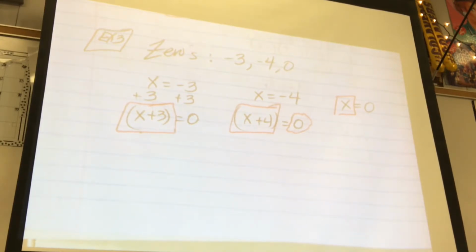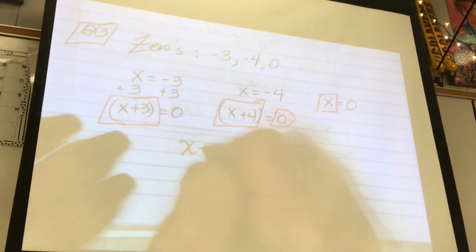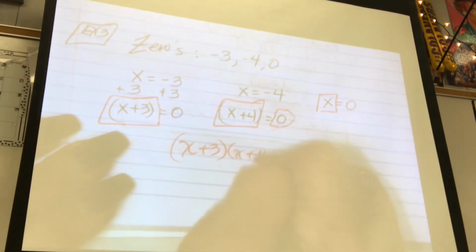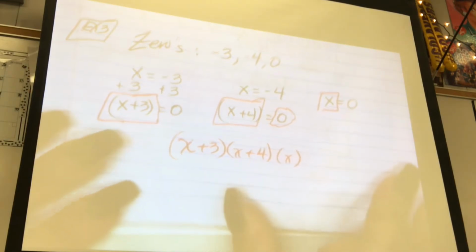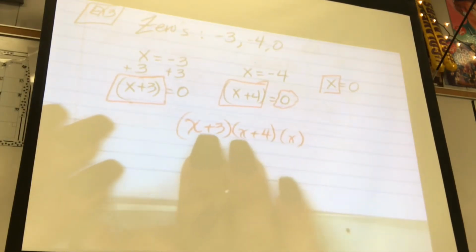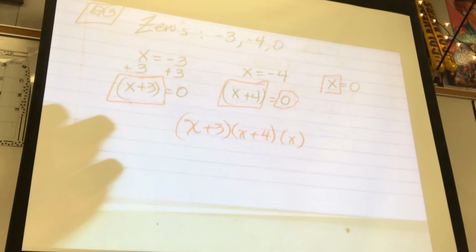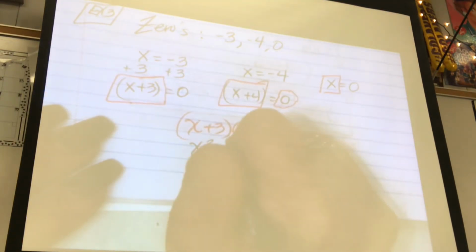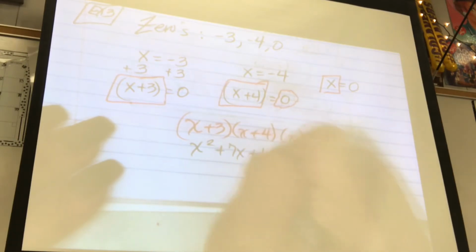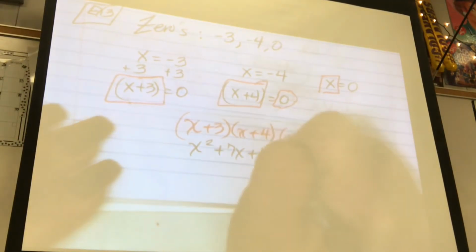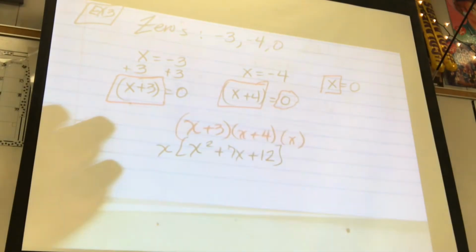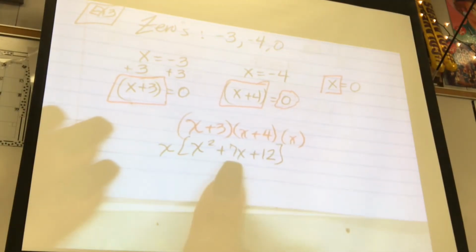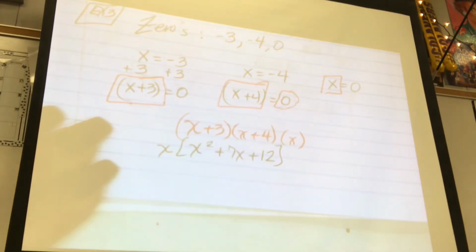So if I ask you to multiply this out, all you have to do is multiply x plus 3 times x plus 4 times x. Well, what is x plus 3 times x plus 4? FOIL that out. What do you get? x squared plus 7x plus 12. Miss Riad, do we have to be? Yeah, you're supposed to be at that level because you already know it multiplies to 12 and adds to 7: 4 and 3. What do you do with the x though? Now we're not done yet. Now multiply everything by x.